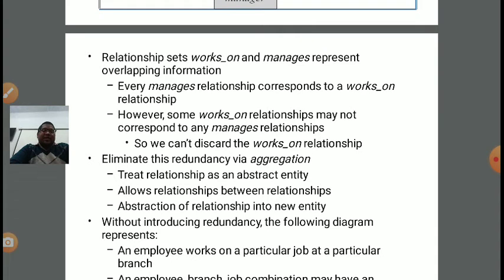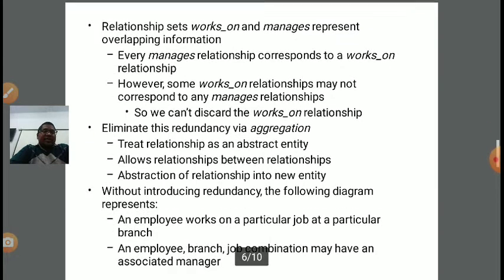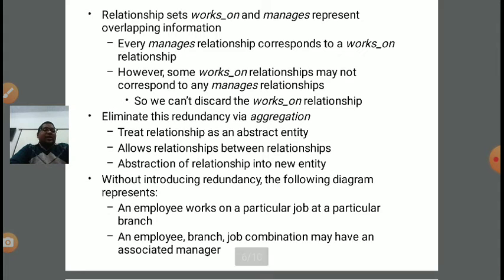Now we can eliminate some redundancy. How? We can eliminate the redundancy via aggregation. Treat a relationship as an abstract entity. Don't treat every relationship as a relationship. The redundant relationship will be replaced by a top-level abstract entity, and it will allow relationships between relationships. So we can say aggregation means relationships between relationships are replaced by a higher-level entity and a lower-level entity, and the new relationship in between is called aggregation, right?